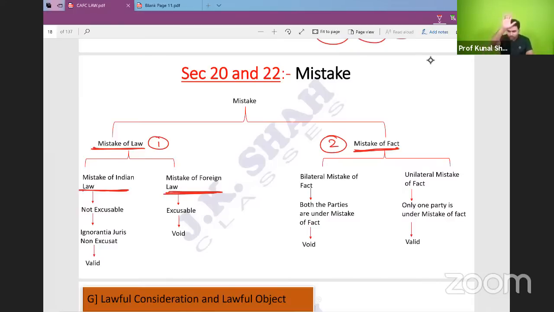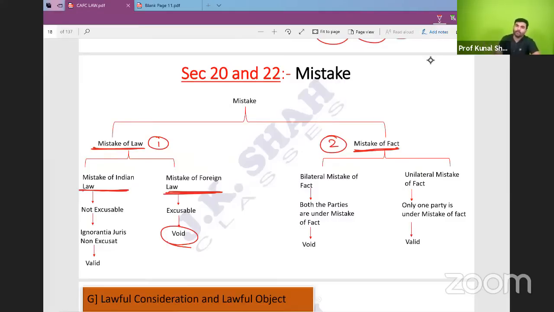But wait, you cannot perform those contracts. It is impossible to perform, hence it is void. So mistake of Indian law, not excusable; rectify the mistake, perform the contract, valid. Mistake of foreign law, excusable, because a person cannot be assumed to have knowledge of the law of every country. However, it is impossible to perform, hence it is void in nature.